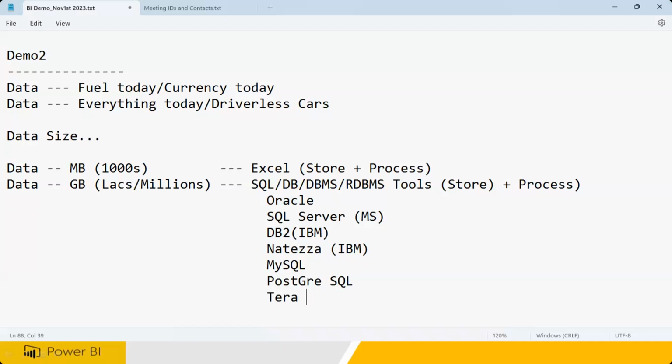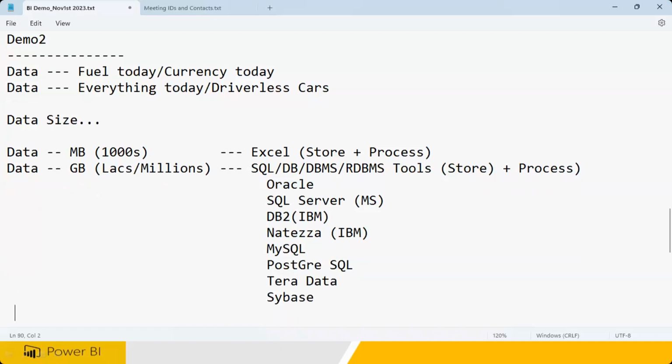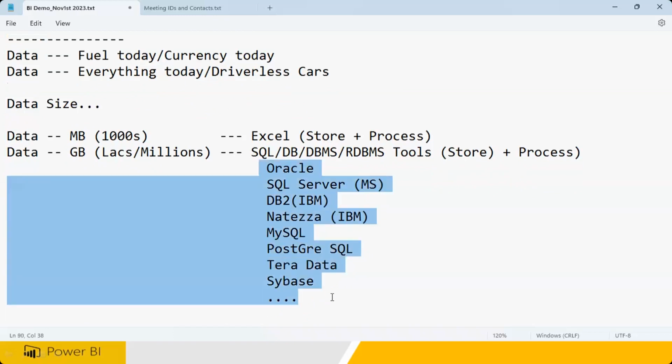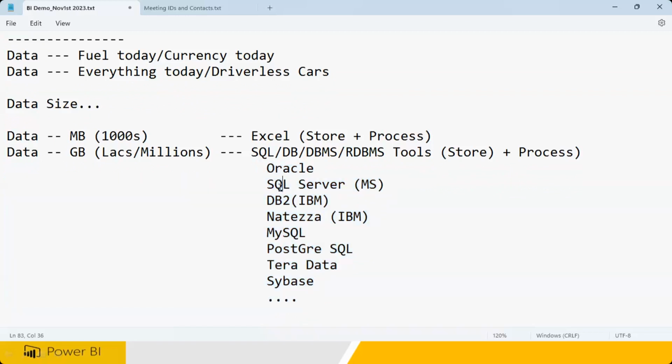You need to buy these softwares and store, Teradata. Clear? So like that, Sybase. Okay, not only one application, thousands of SQL applications are available all over the world. You can buy any one of the applications, store your company's data, or retrieve the data. You may use Oracle, you may use SQL Server, DB2, but we have so much data.